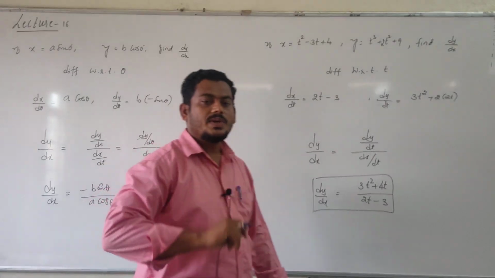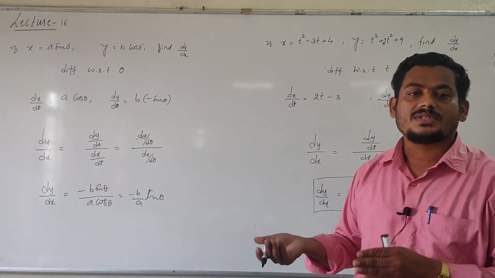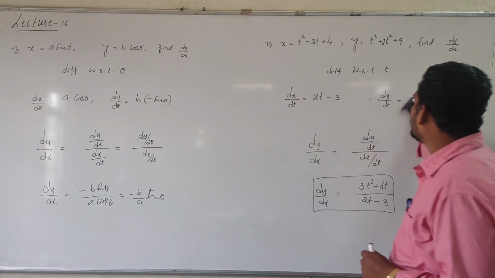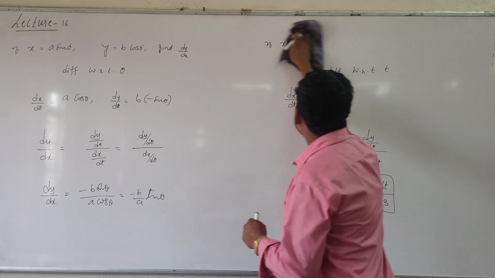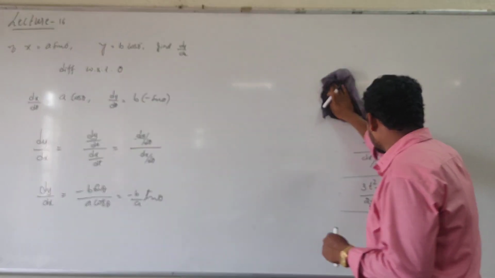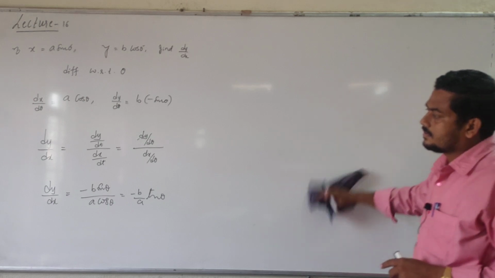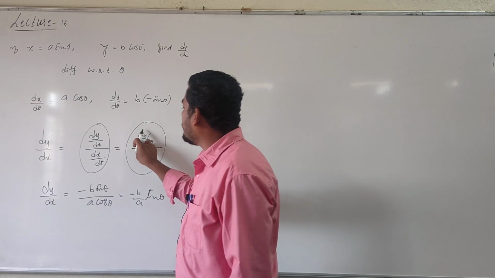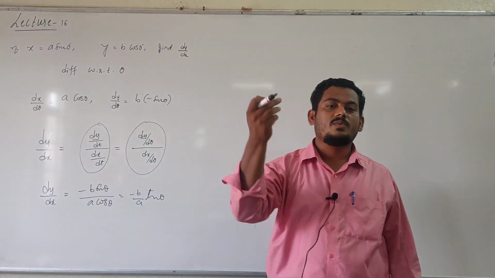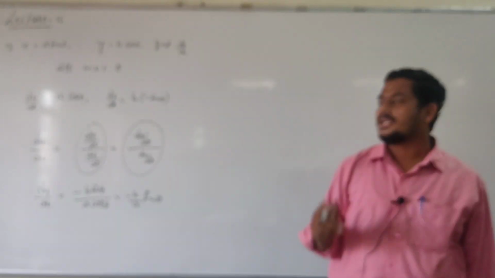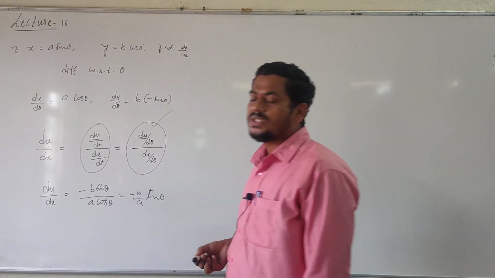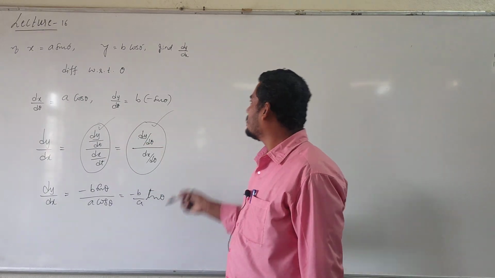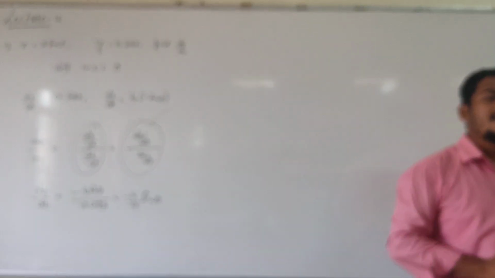Right? They may give in terms of t or in terms of theta. Right? Both are parameters. You can use either this formula or this formula. That depends on whether x and y are given in terms of either t or theta. Suppose theta is given, then use this formula. Suppose both x and y are given in terms of t, then use this formula. Right? This is our required derivative.